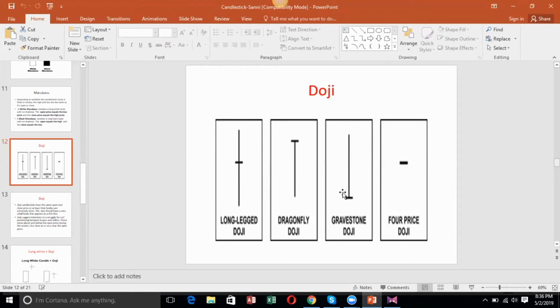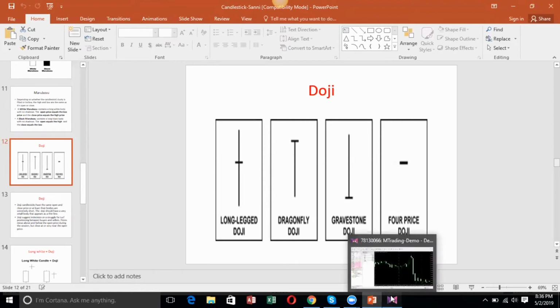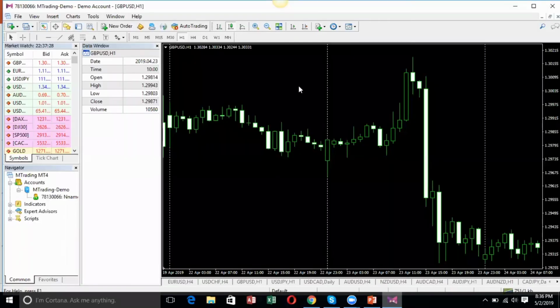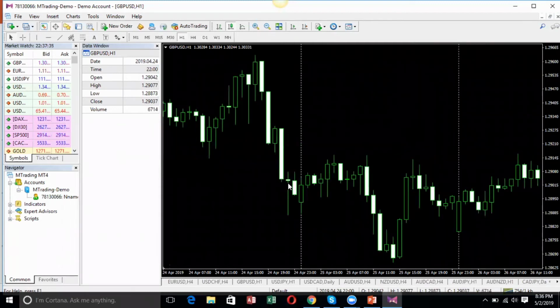A doji acts the same as a spinning top. They can reverse both trends. They can reverse an uptrend to a downtrend, and a downtrend to an uptrend. Are we following? So let's look at the chart and see if we can spot a doji. Can we be able to identify a doji? This is a doji. Can you see this? This is a doji.